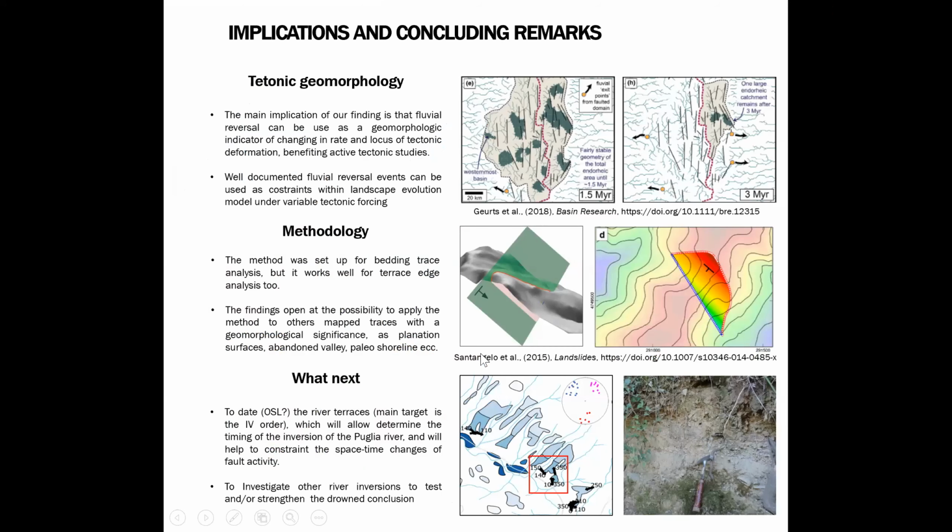As a consequence, more in general, fluvial reversal episodes could be used as a geomorphological indicator of changes in rate and locus of tectonic deformation, with benefit for studies of active tectonics and models of landscape evolution under variable tectonic forcing. About methods, the attitude computation was set up for bedding trace analysis, but it works well for terrace analysis too. So our results open the possibility to apply the method to other mapped traces with a geomorphological significance, such as planation surfaces or abandoned valleys, paleo shorelines, and so on.